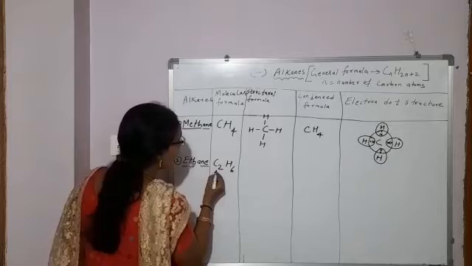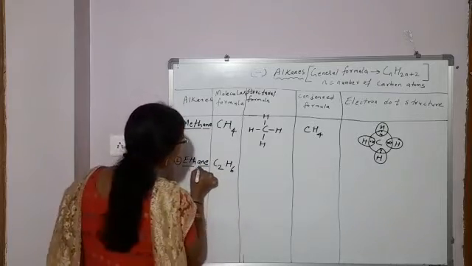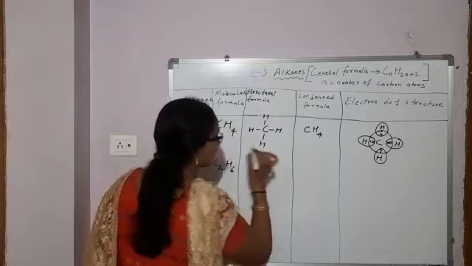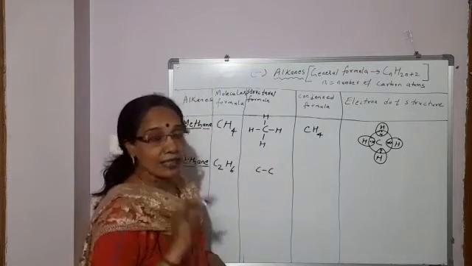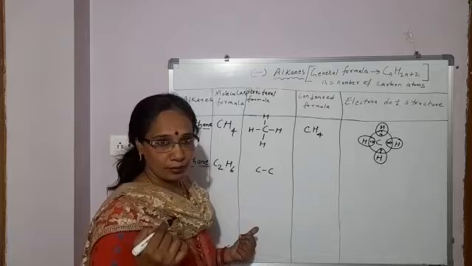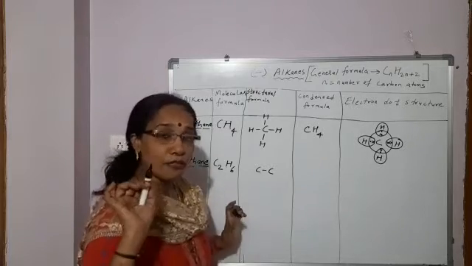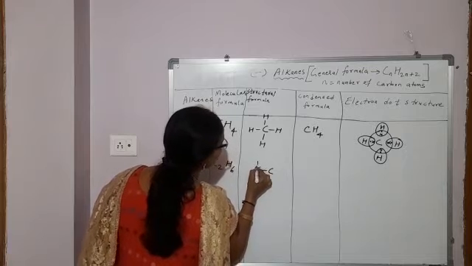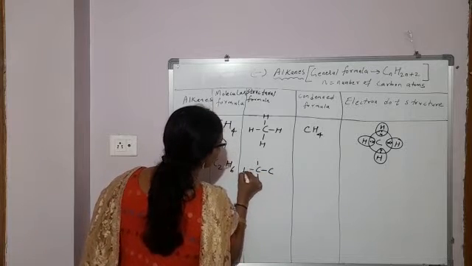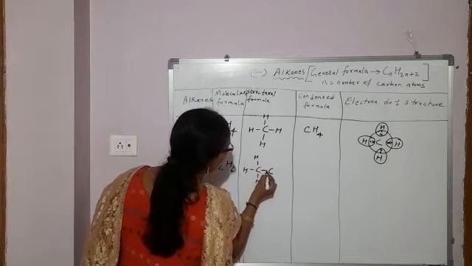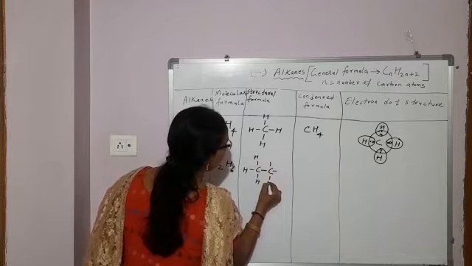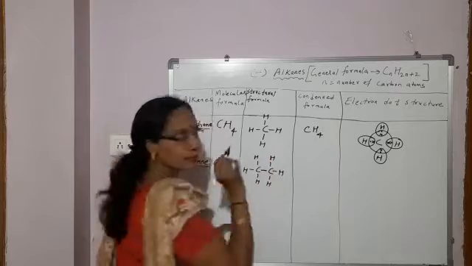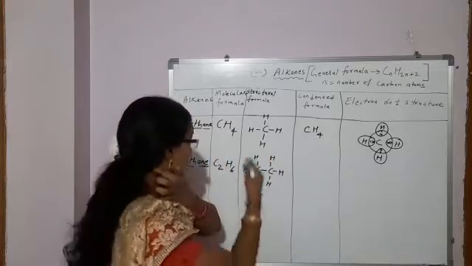So how many carbon atoms? 2. And ane means single bond between carbon atoms. So you will write 2 carbons with a single bond, then satisfy the valency of carbon by hydrogen. And what is the valency of carbon? 4. So this carbon is attached to 1, 2, 3, 4. This carbon 1, 2, 3, 4. C2H6. Okay. Now condensed formula.